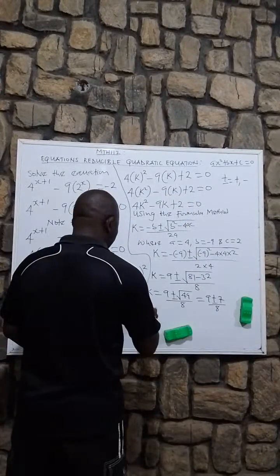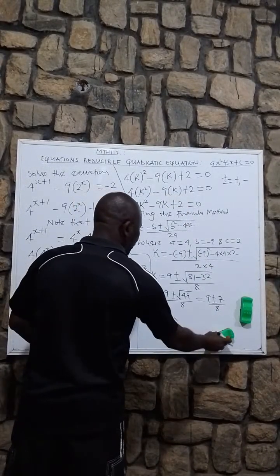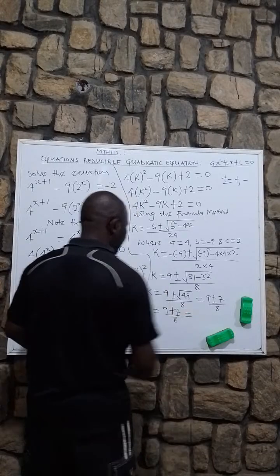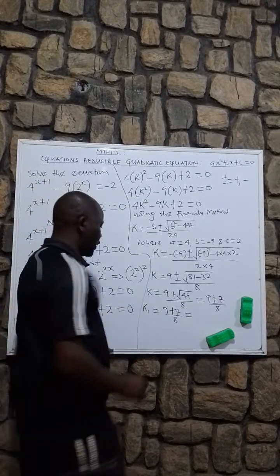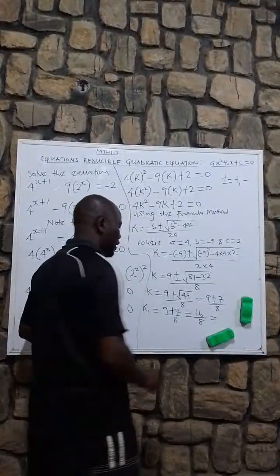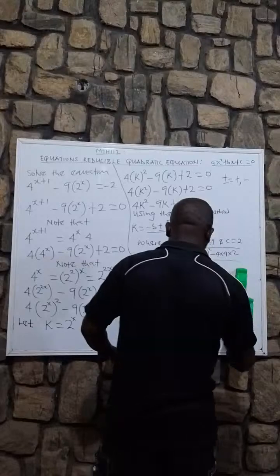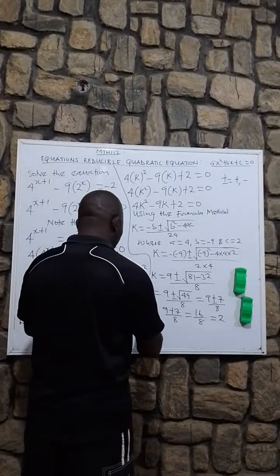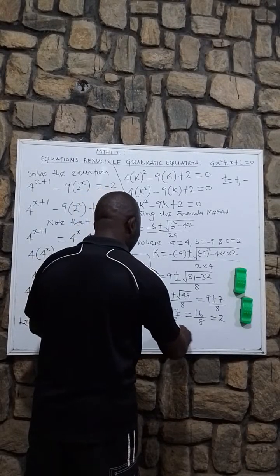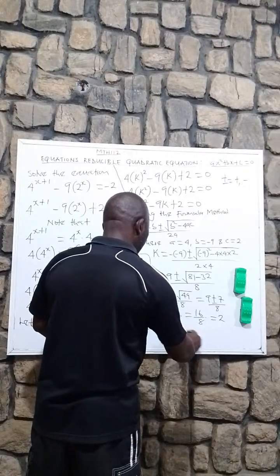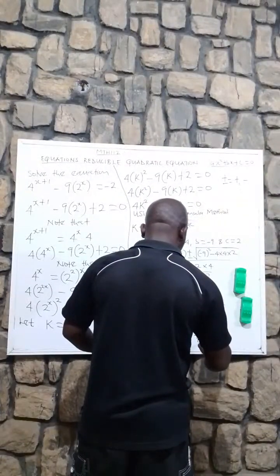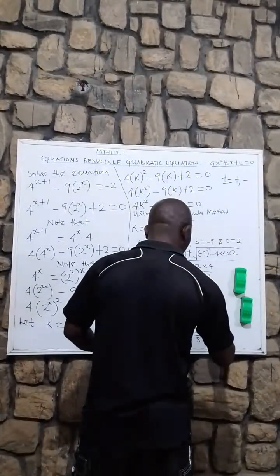So our k1 will be equal to 9 plus 7 all over 8. 9 plus 7 is 16, so 16 all over 8. 16 divided by 8 is 2, so our k1 is equal to 2. Then k2 will be equal to 9 minus 7 all over 8. 9 minus 7 is 2, so 2 all over 8, which is equal to 1 all over 4.